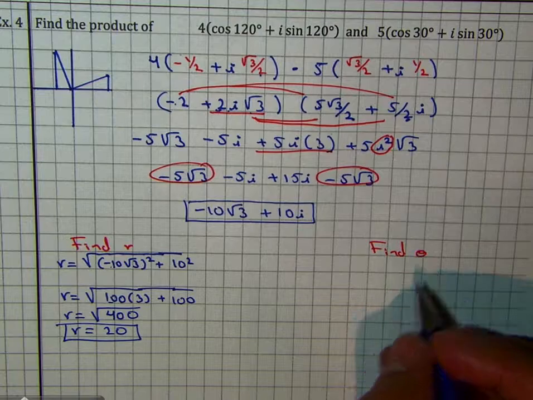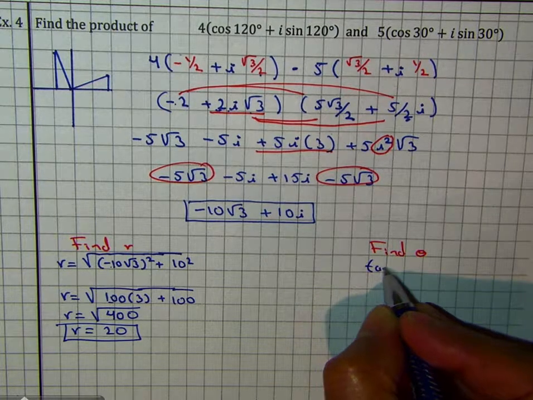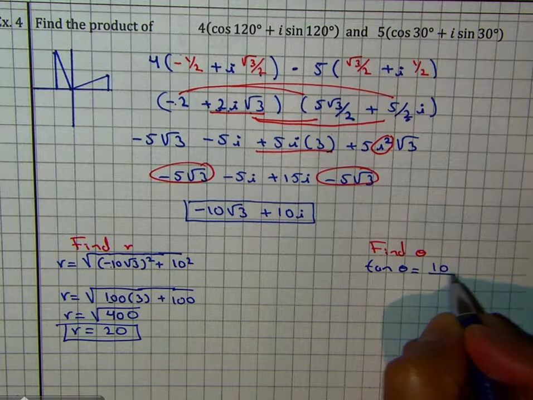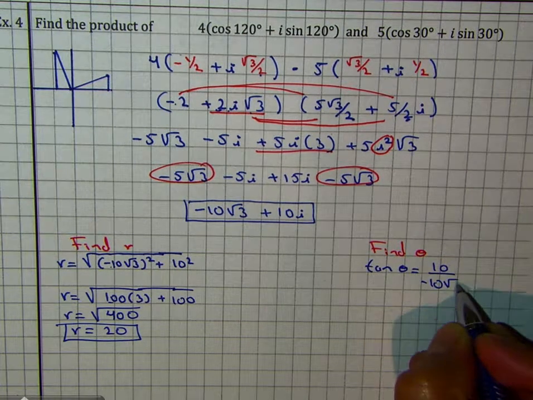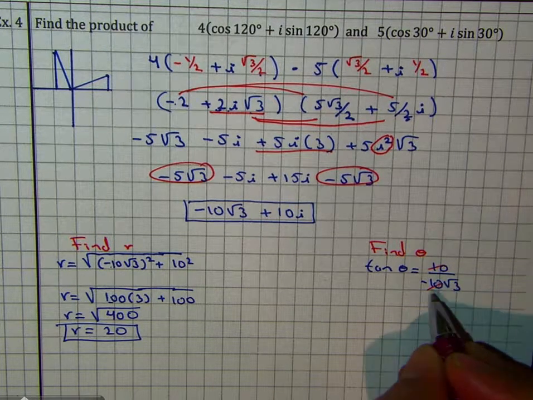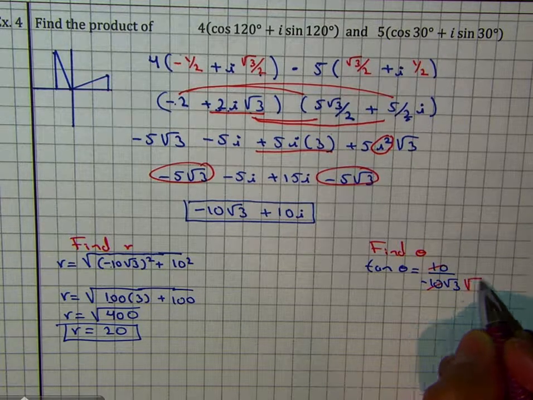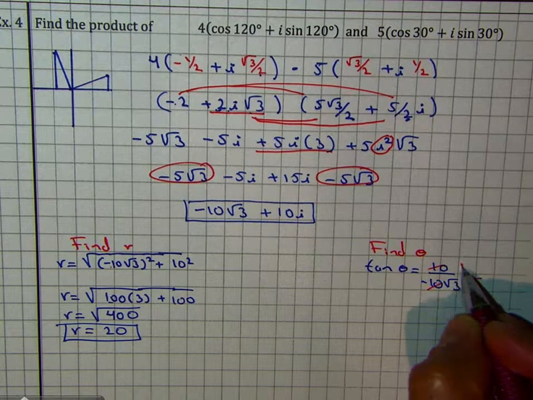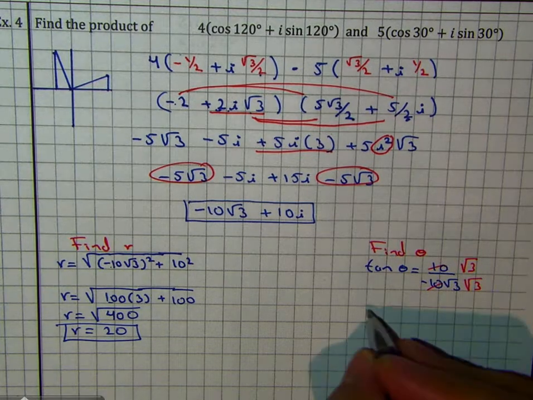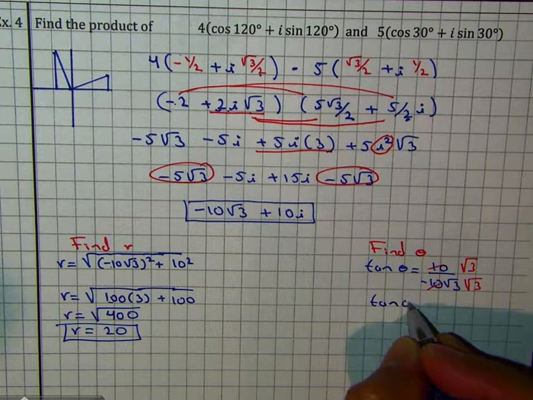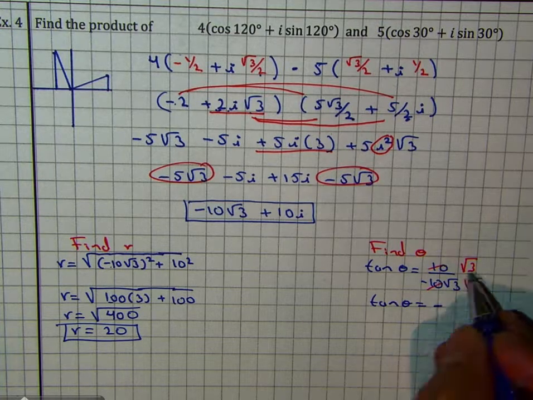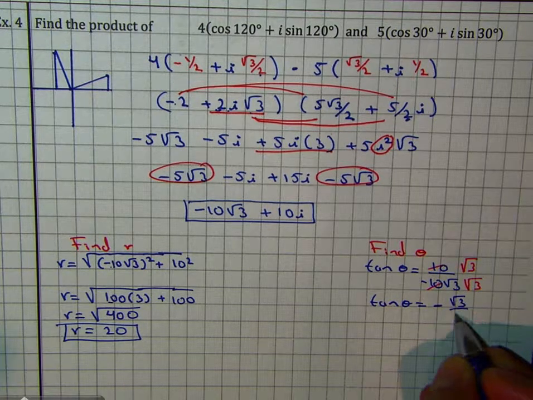Find theta. To find that angle, I'm going to use my tangent of theta equals y over x, where the y is 10 and the x is negative 10 square root of 3. My 10's cancel out. I cannot have a square root on the denominator, so I'm going to rationalize it. Since the square root of 3 is an irrational number, I need to only have rational numbers on my denominator. So therefore, I have the tangent of theta equals positive over negative. Let me not forget my negative. Square root of 3 over 3.